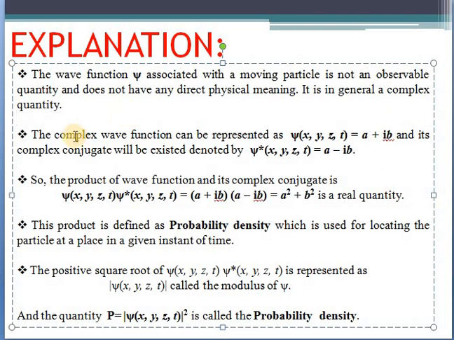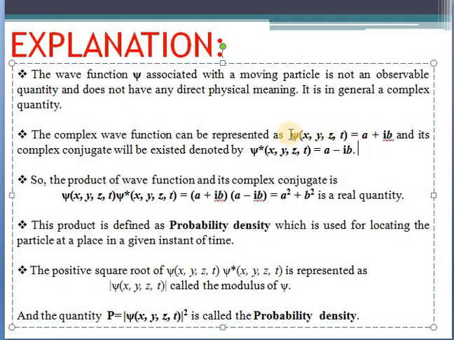For that purpose, psi in general is considered as a complex function, which can be written as a plus ib. So psi of x, y, z and t, where x, y, z are dimensions and t is time.